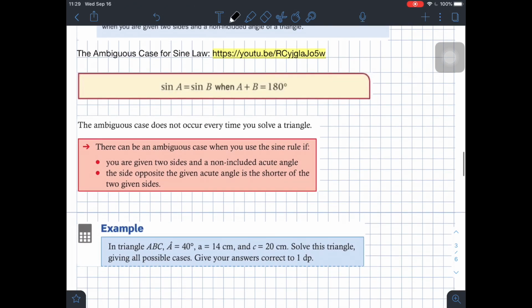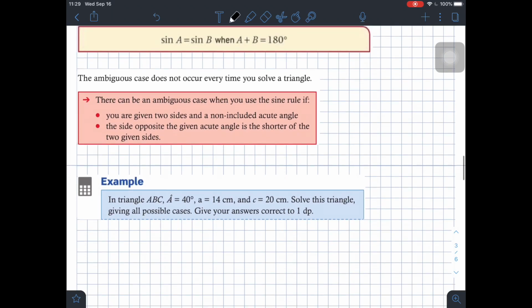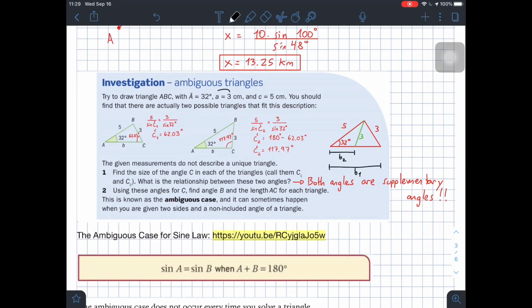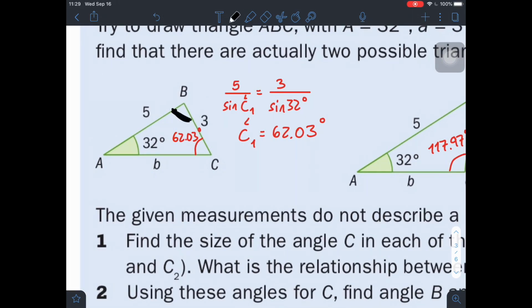Then it says, the ambiguous case does not occur every time you solve a triangle. So these are the conditions that need to be met in order to have an ambiguous case. It says, there can be an ambiguous case when you use the sine rule if, number one, you're given two sides and a non-included acute angle, which is this case. Not included means that the angle is not in between both sides. If it was in between, it would have been this angle over here. But we were given two sides and this angle over here, which is a non-included angle.